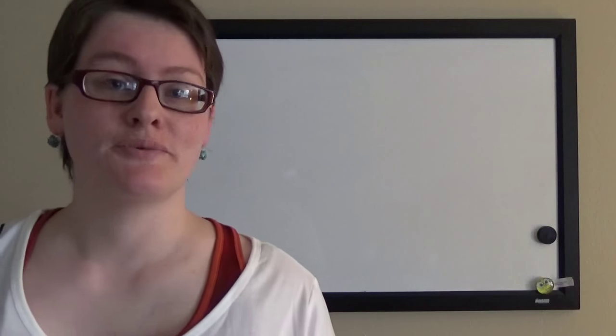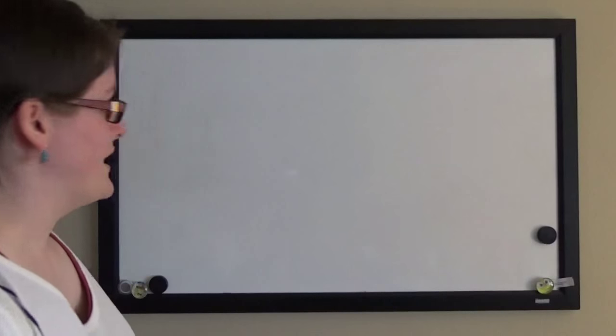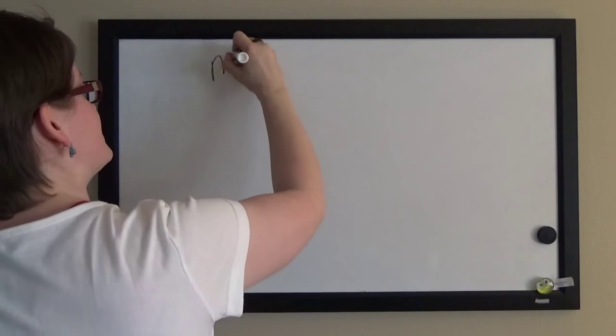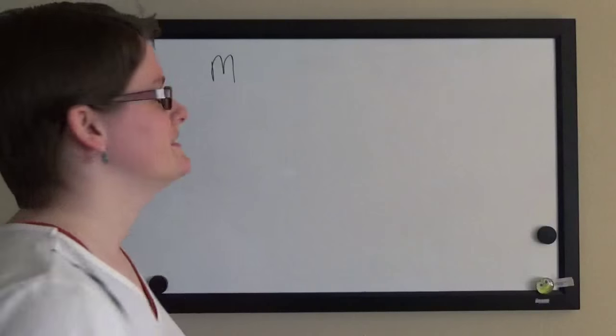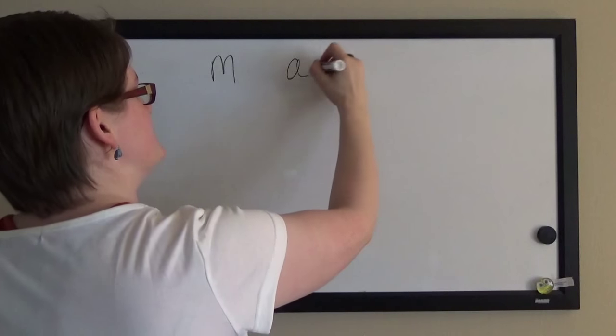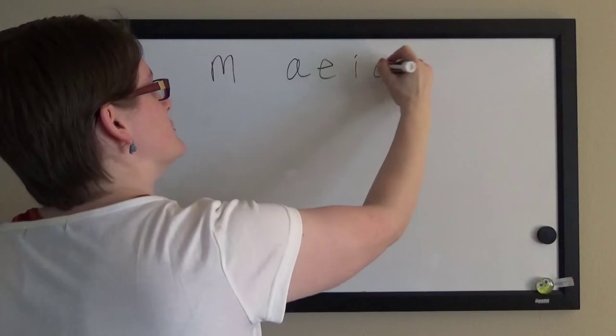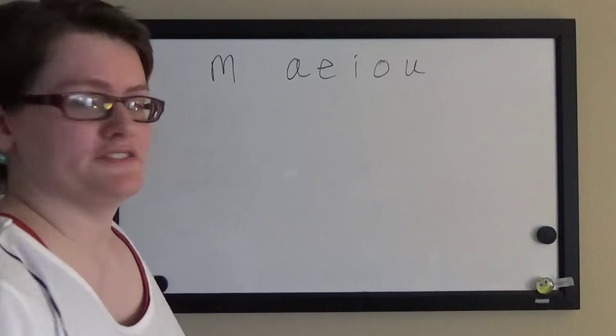So, let's get started with the first lesson of Mooselang. Now, in Mooselang, there's only one consonant: M. But there are other vowels: A, E, I, O, U. But these are pronounced in different ways.